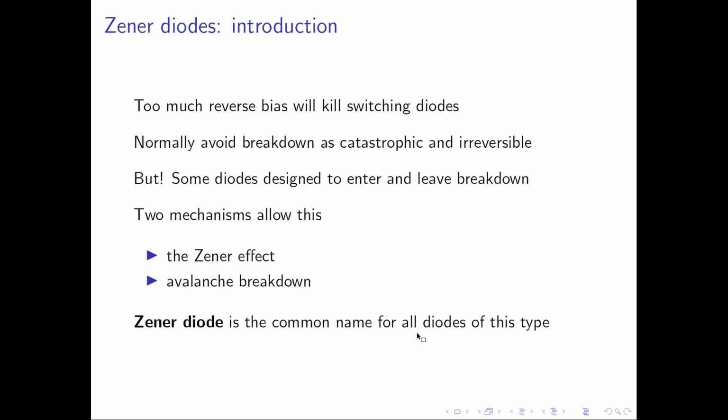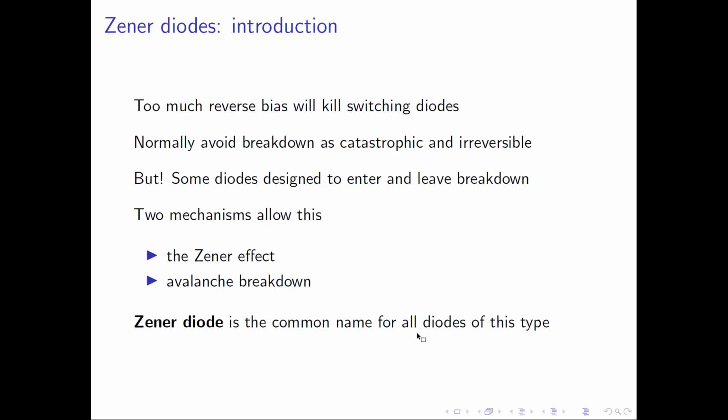Let's talk about Zener diodes. We've already looked at switching diodes, so we understand how those work. One of the things we took note of when we were looking at switching diodes was that if our reverse bias voltage is too high, then those switching diodes can fail. Specifically, the large reverse bias voltage can cause the PN junction to fail catastrophically and irreversibly, meaning there's nothing we can do and the device is destroyed.